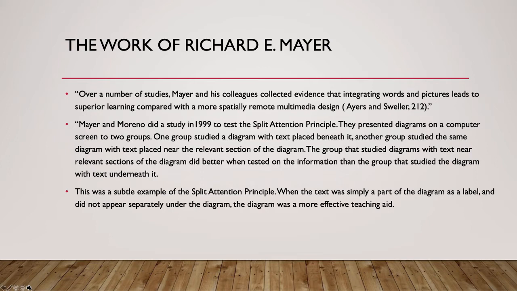The group that studied diagrams with text near relevant sections of the diagram did better when tested on the information than the group that studied the diagram with text underneath it. This was a subtle example of the split attention principle. When the text was simply a part of the diagram as a label, and did not appear separately under the diagram, it was a more effective teaching aid.